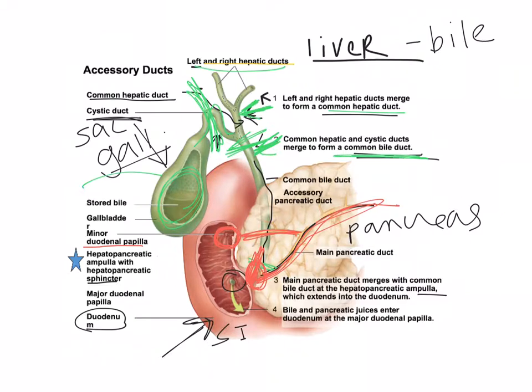Now the bile is made in the liver. You need bile to digest fats. If it's not being used, it gets backed up and stored in the gallbladder. So the gallbladder's job is to store bile. It backs up and gets stored there. So these two have to be connected.